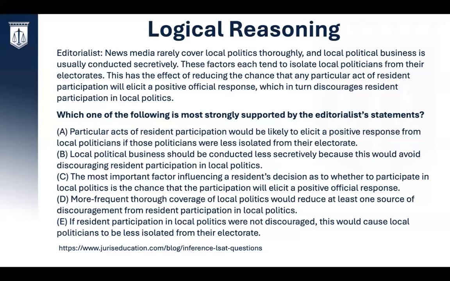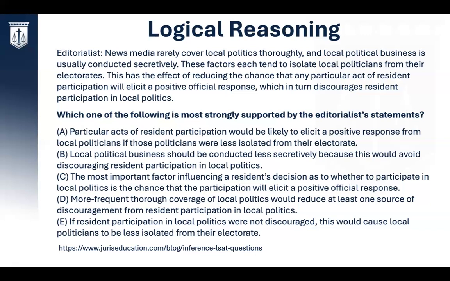Okay. C. This choice assumes something not supported by the passage. The stimulus only tells us that the chance of a positive response is influenced by isolation, not that it is the sole or most important factor. Other influences could be at play. So this answer is too narrow, right? The author is not saying what is most important or least important. They're just laying out these factors.